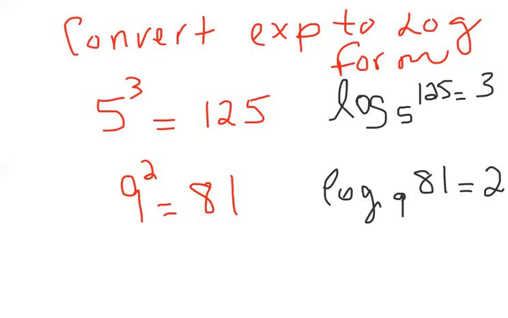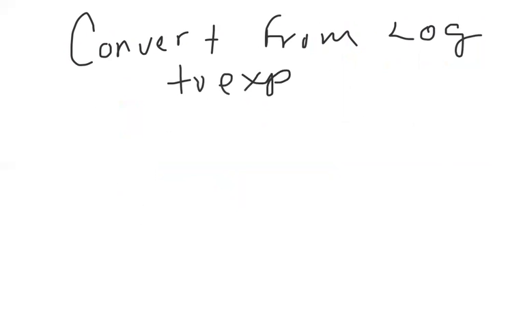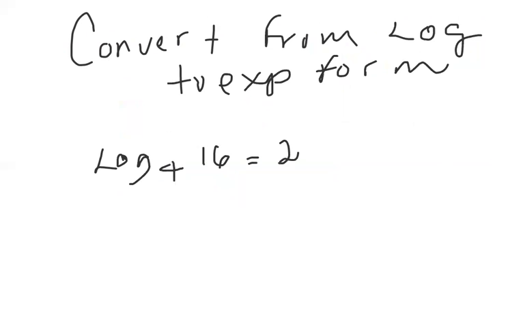All right, so now we're going to do it in reverse, guys. We're going to convert from log form to exponential form. And of course, be careful where you place those components, guys, okay? So here's the first log equation. Log base 4 of 16 is equal to 2. Now we're going to rewrite this as an exponential equation. The base is 4, the power is 2, and that's equal to 16.